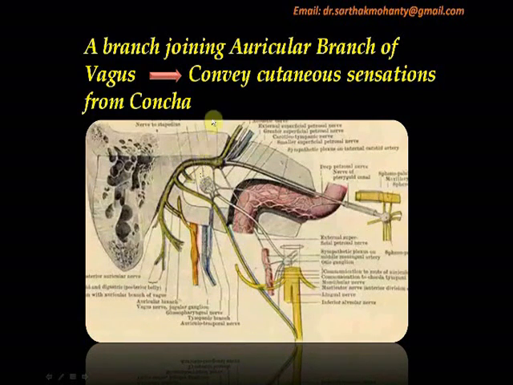Fifth one is a branch joining the auricular branch of vagus. This one. This is the vagus nerve. This is the auricular branch of vagus. This is a branch joining the auricular branch of vagus. So through this it conveys the cutaneous sensation from the concha.